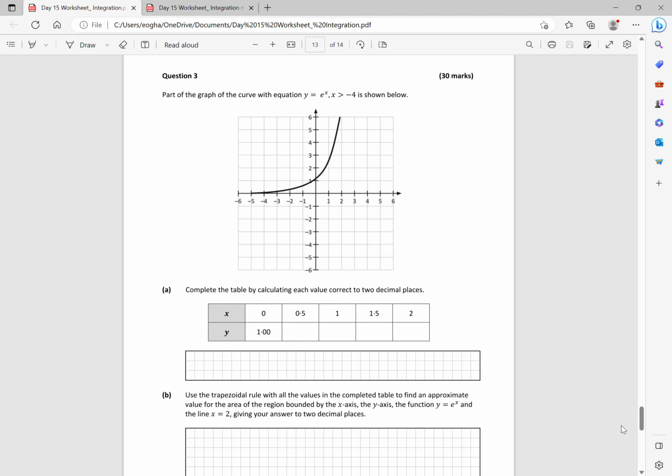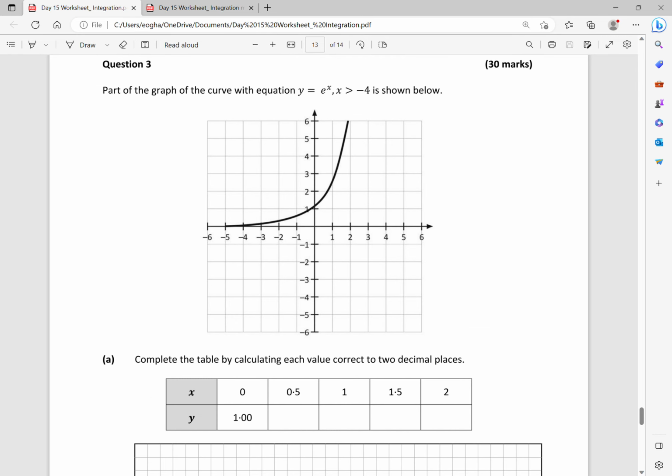This is from the 2022 Examcraft mock, option B. It says part of the graph of the curve y equals e to the power of x for x greater or equal to minus 4 is shown below. So that's this function here, y equals e to the power of x. And it says complete the table below by calculating each value correct to 2 decimal places.